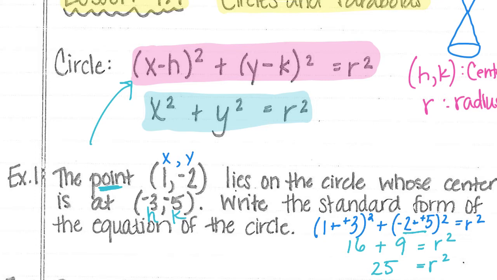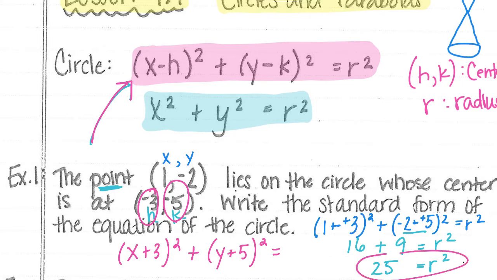So to answer this, I want to put it back into this equation. I need an x. I know my h was -3, so that will be +3. I need my y. I know my k was -5, so that'll be +5. And because I'm given the r squared, in this case the r squared is 25. So my answer to this is (x + 3) quantity squared plus (y + 5) quantity squared equals 25.